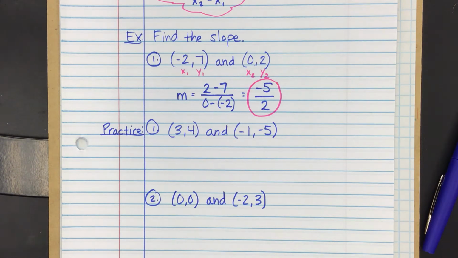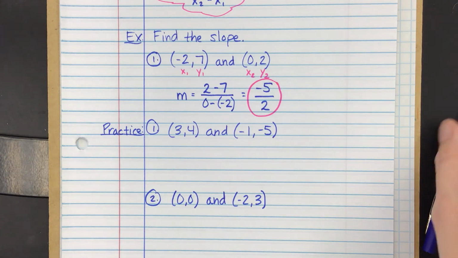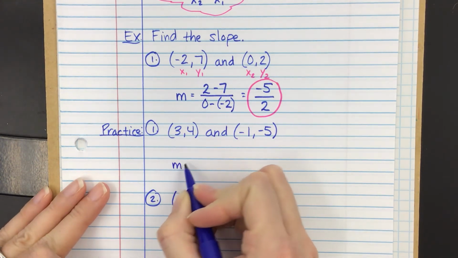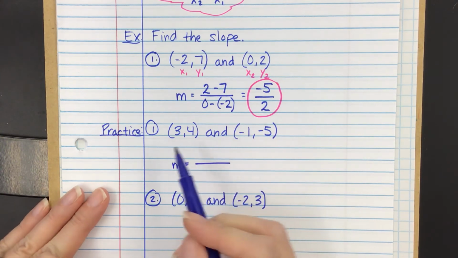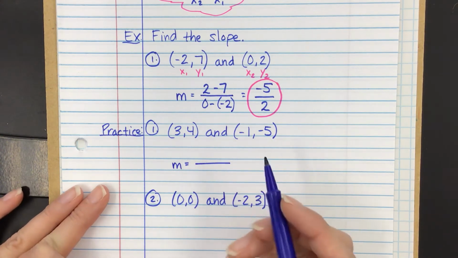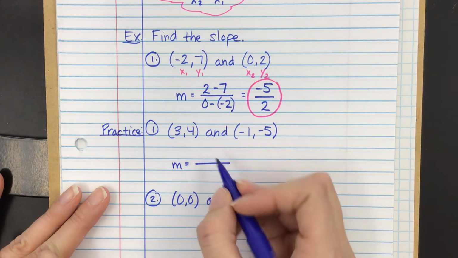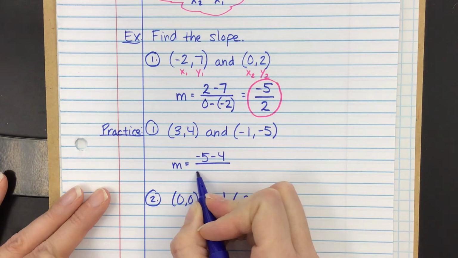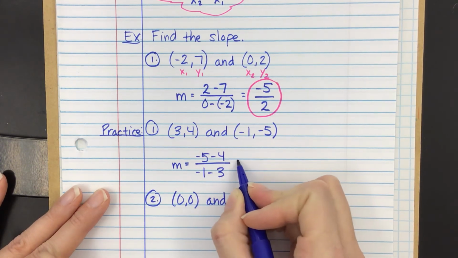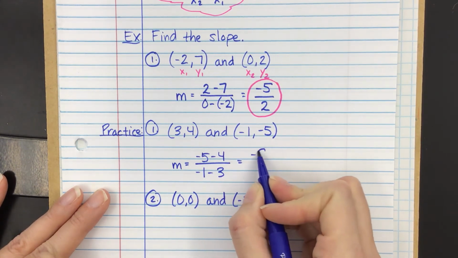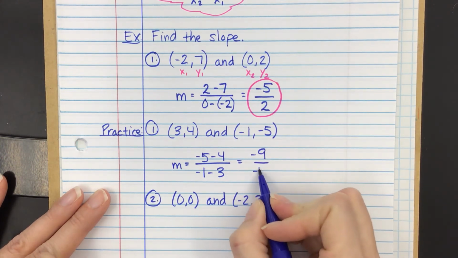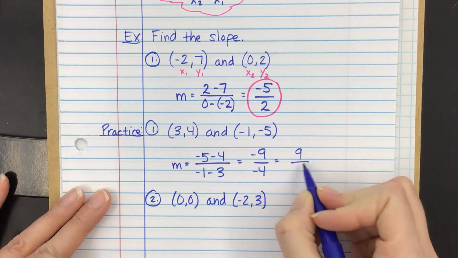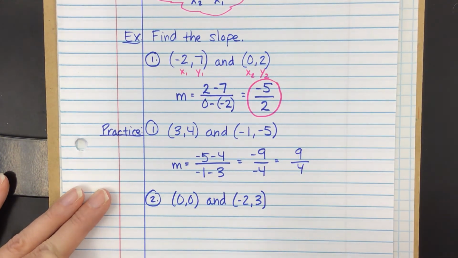Okay, I'm going to start doing my work up here so you can check it out and see how you did. I know we've talked about it, but it really doesn't matter which one is your x1, y1, which one's your x2, y2. So I'm getting -9 on the top, -4 on the bottom. A negative divided by a negative is a positive. So 9/4. Is that what you guys got?